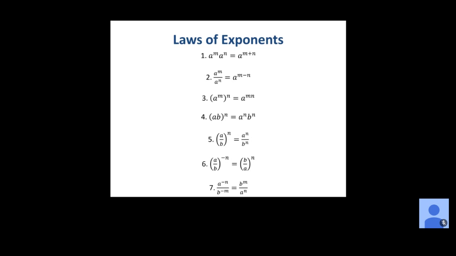And then our last law here, if we have a to the negative n and b to the negative m, okay, so in this case we have two different exponents, both of them happen to be negative, we can move the negative to the numerator to make it a positive, we can move the numerator to the denominator to make it a positive exponent, and we end up with b to the positive m over a to the positive n.